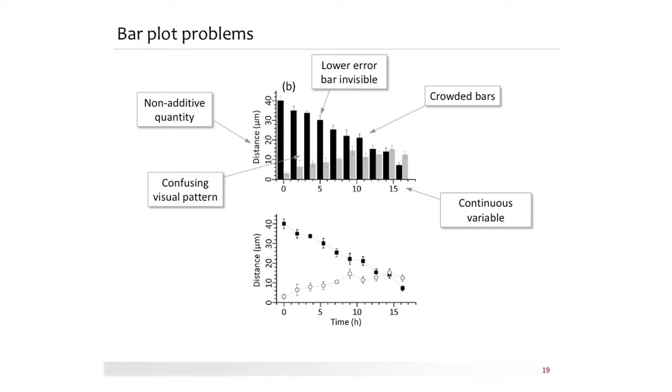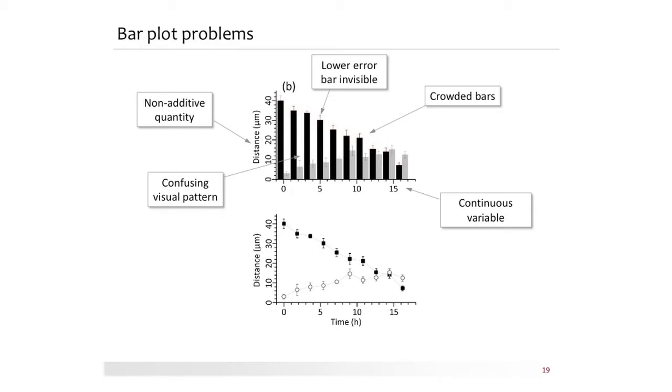Another problem is that there is this pattern of darker and brighter bars, and white space, black bar, white space. It creates a very confusing visual pattern, which is not easy to read. You have to spend a little bit of time to see where the actual data points are, because the first thing you see is this pattern. Then, of course, it's very crowded, so you have to look for these points. Another problem, I will come back to this in a moment: you can't see the lower error bar here, you can see only the upper error bar. So some data are actually missing from this graph.